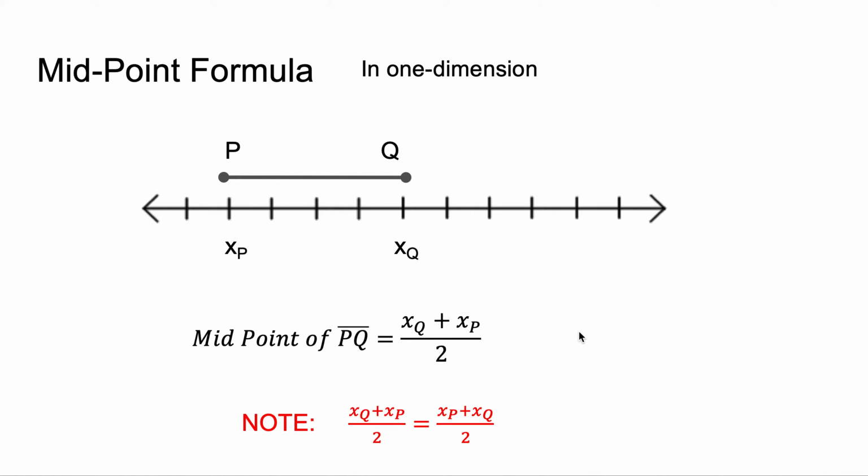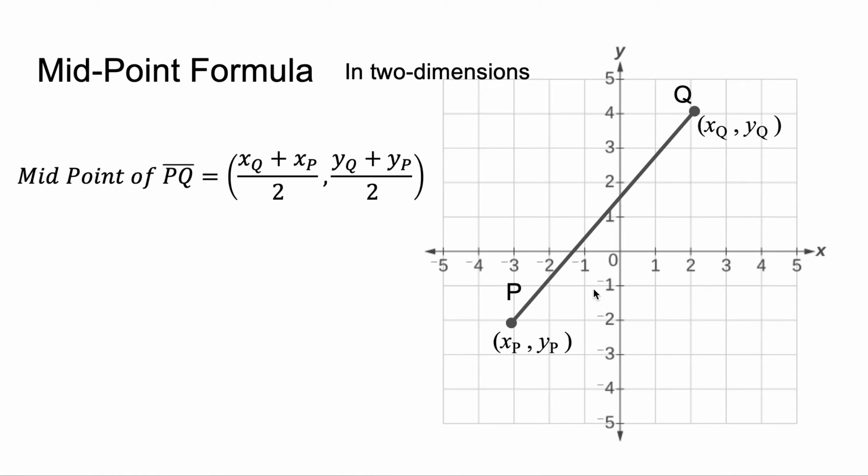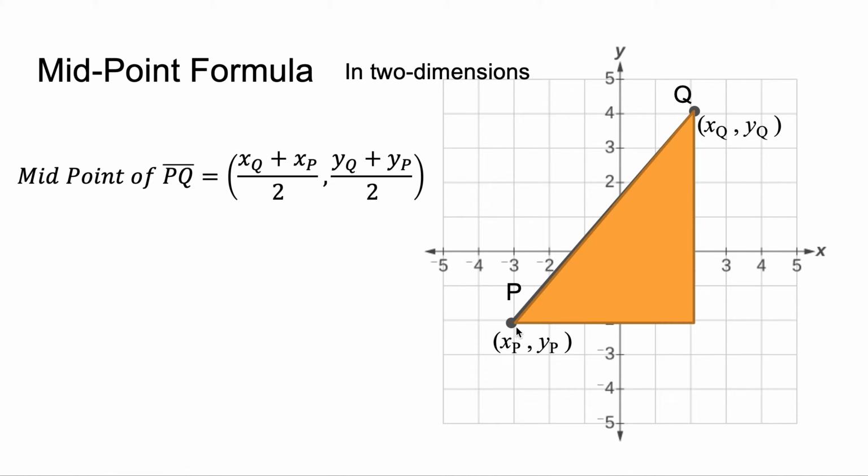Here we go. That's 1 dimension, let's do 2 dimensions. So 2 dimensions, it's just the same thing with the y's as well. Okay, halfway between (x1, y1) and (x2, y2) is half of the x's and half of the y's. You can prove this easily a number of ways. You can use slopes, you can use Pythagoras' rule, you can use trigonometry if you really want. You can use similar triangles, that's the easiest way, right?